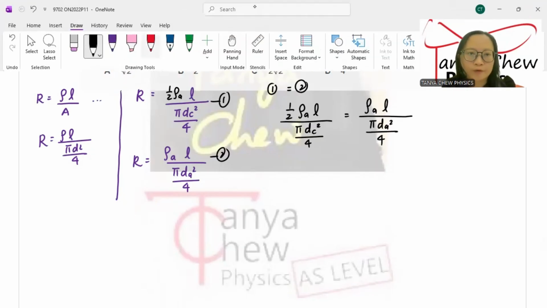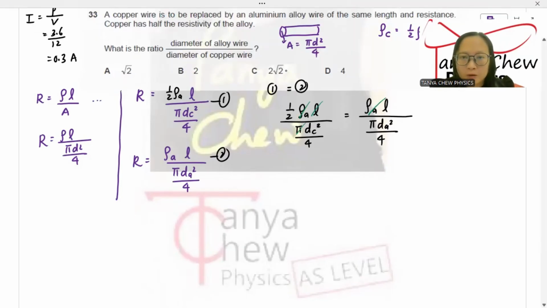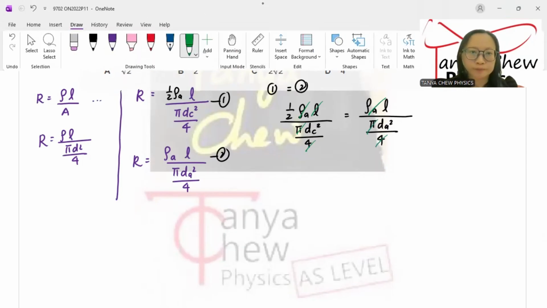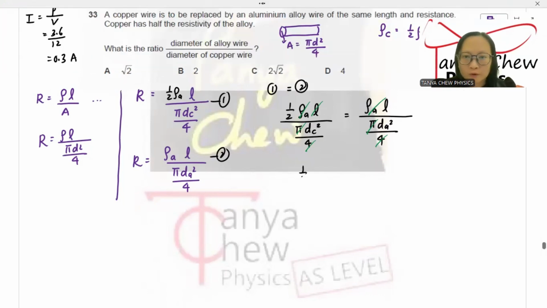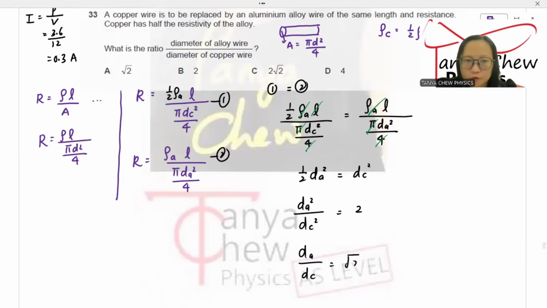Now, let me cancel whatever I can cancel first. I am going to cancel rho of the alloy, and pi over 4 on both sides. Then I do my cross multiplication: 1 over 2 times the diameter of the alloy squared equals the diameter of the copper squared. So I want the diameter of the alloy over the diameter of the copper. So push down, so this is 2. That is why the diameter of the alloy over the diameter of the copper is equal to the square root of 2. So the answer is A.